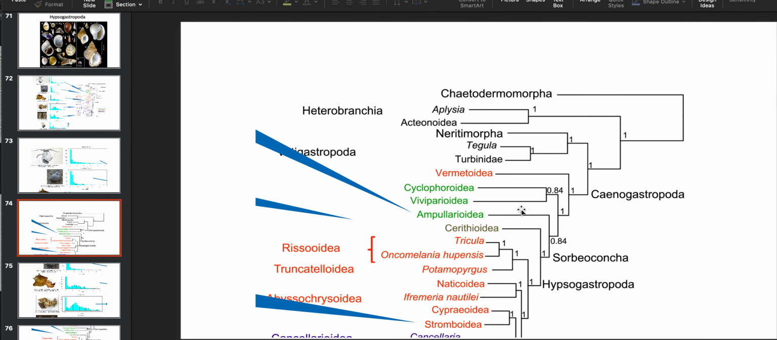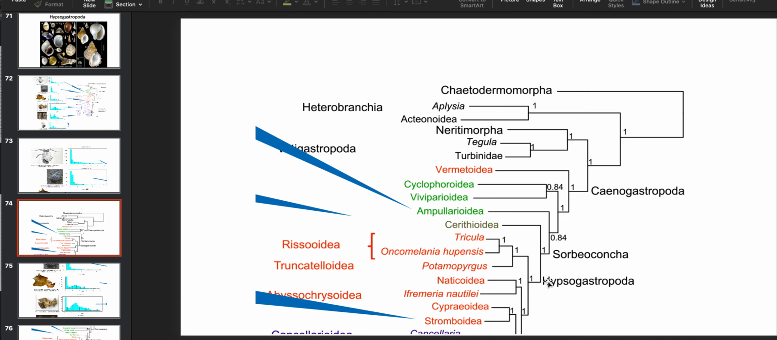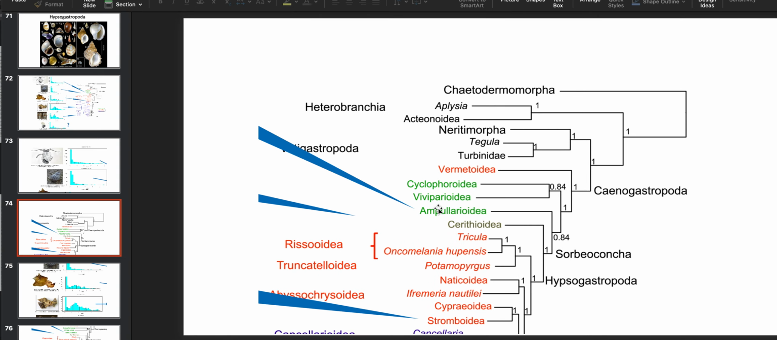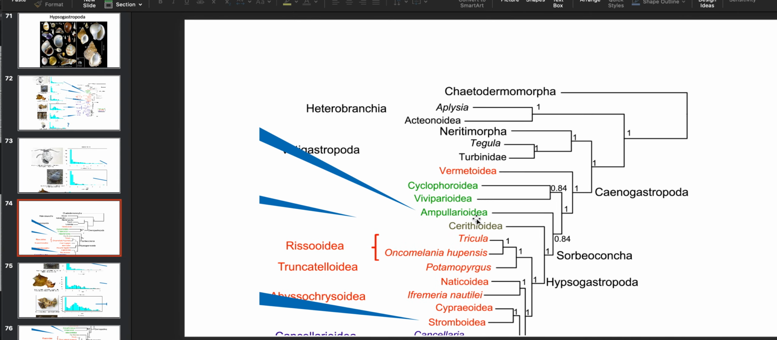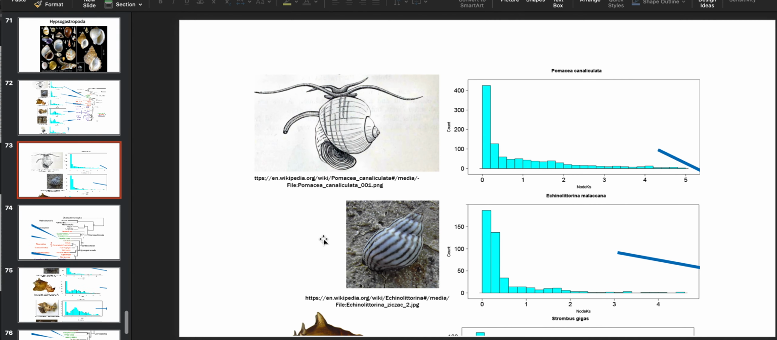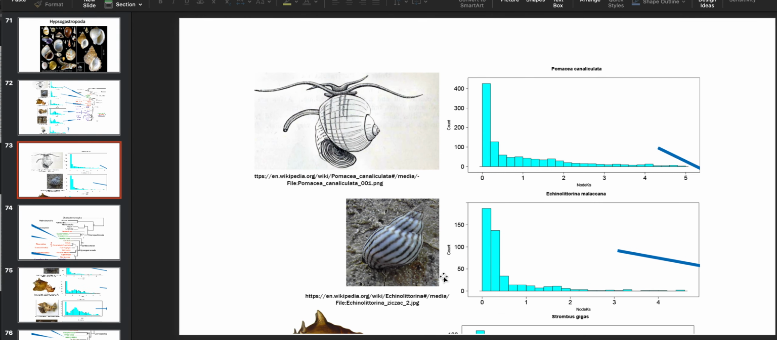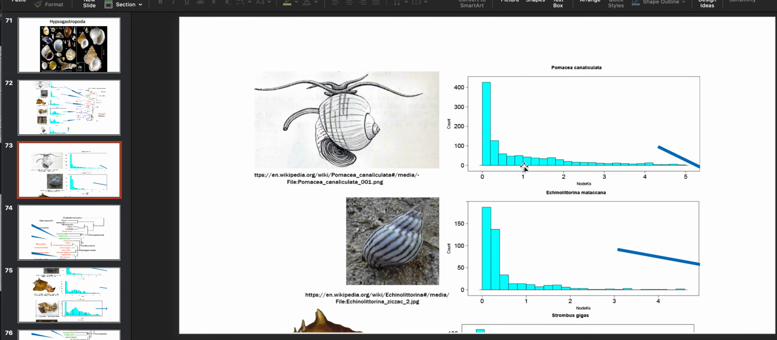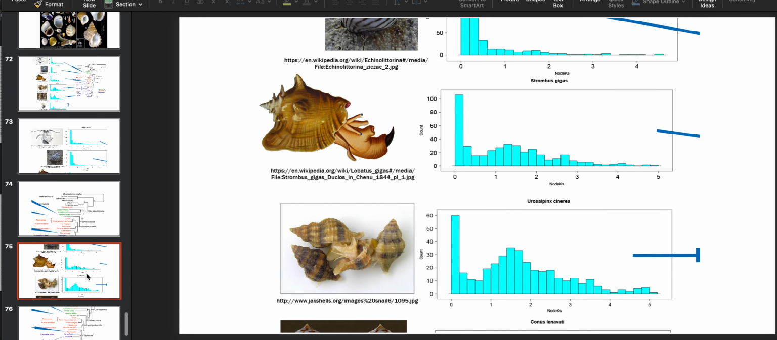And they fall outside of the Hypsogastropoda. So this Ampullariidae, this Ampullariid that was the top snail, and then the Cerithioidea, that's this lower snail. They both don't seem to have evidence of an ancient whole genome duplication event. But these snails that are actually members of the Hypsogastropoda do. They each have a little peak in these KS plots.